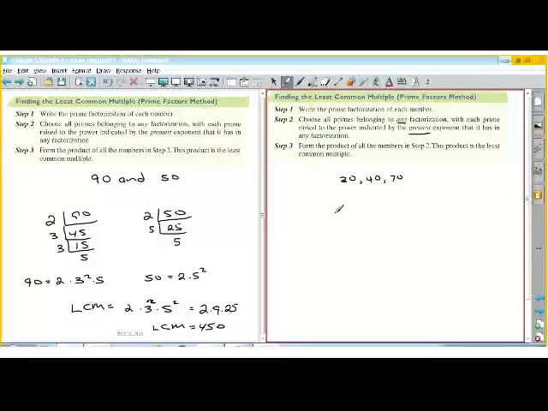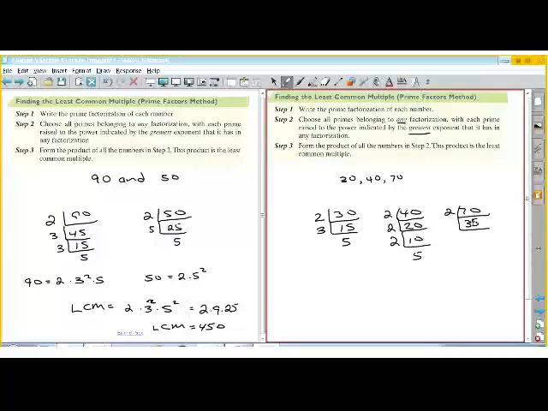So now we're going to do 3 of them. You use the same procedure for 3 numbers. So you do the prime factorization of all 3. We'll get 2, 3, and 5. So 2 times 3 times 5 is 30. And then we do 40. You divide by 2 until you get an odd number, which is when you're finished. So that's that one. And then you do the same thing for 70.